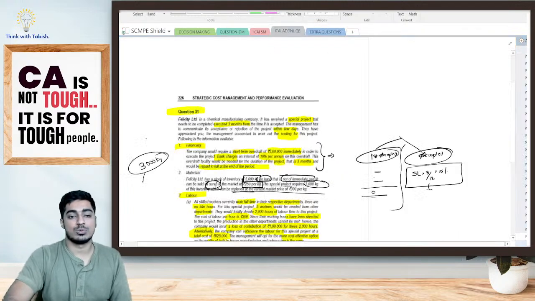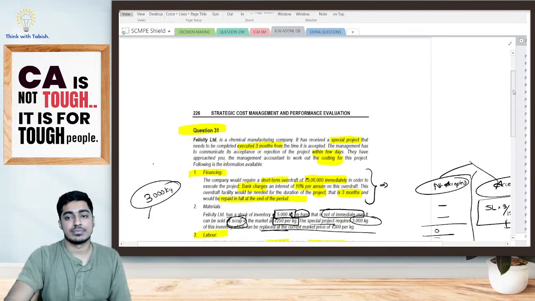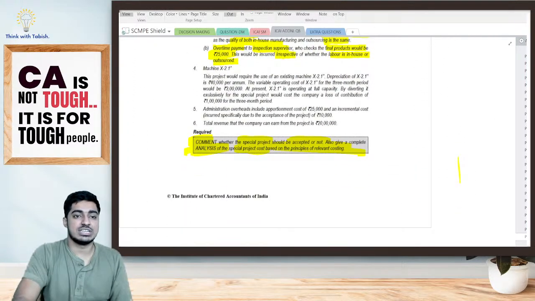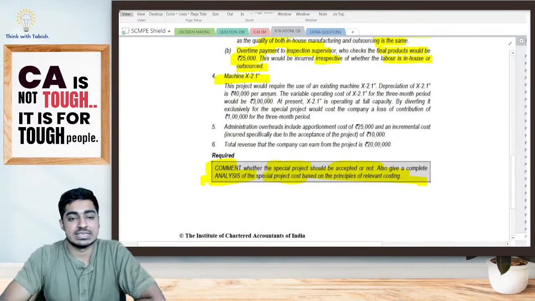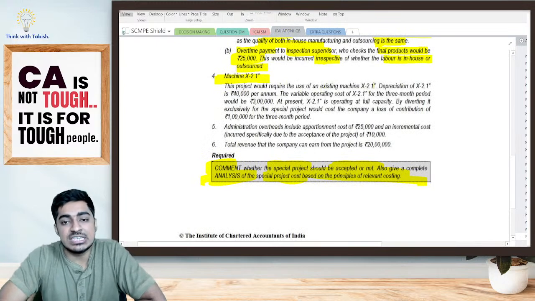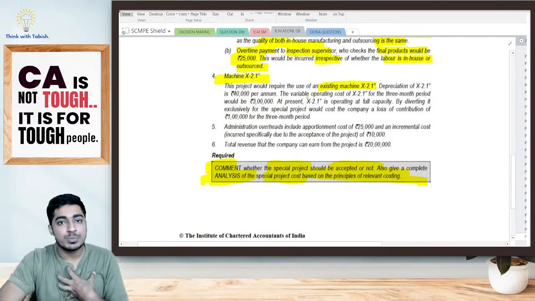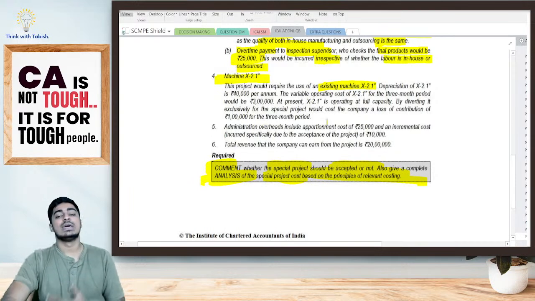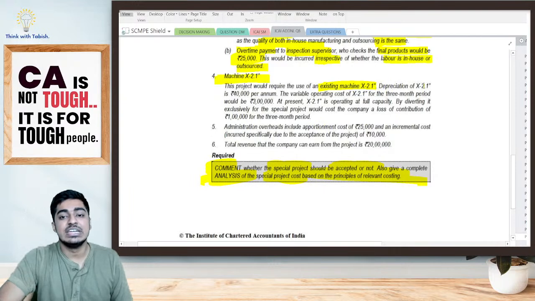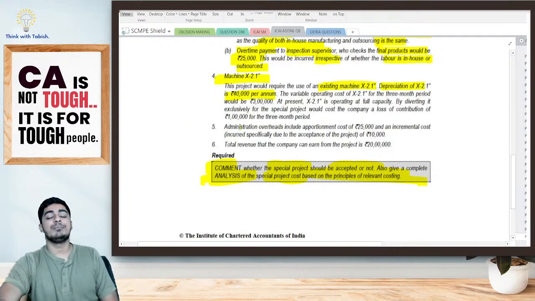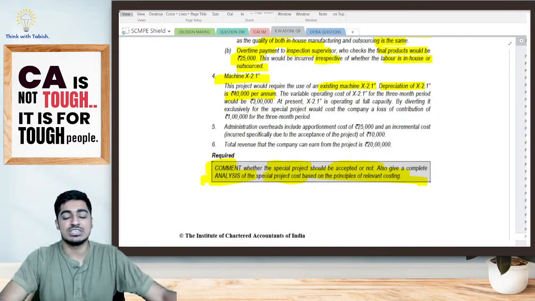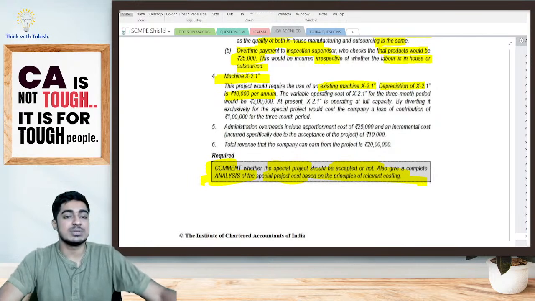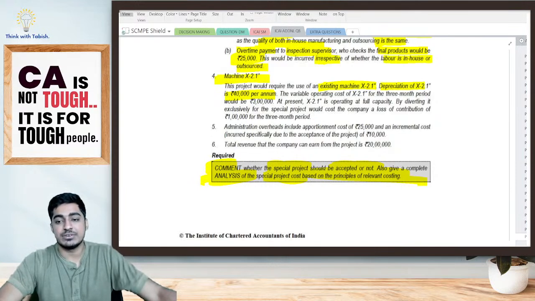Now, after this, what more is there? We want a machine as well. The project would require the use of an existing machine. Are we buying a new machine for the project? No. We have an existing machine and we are using that. Depreciation of the machine is 40,000 per annum. Should we charge depreciation on the project, students? Think of it from the relevant cost perspective.